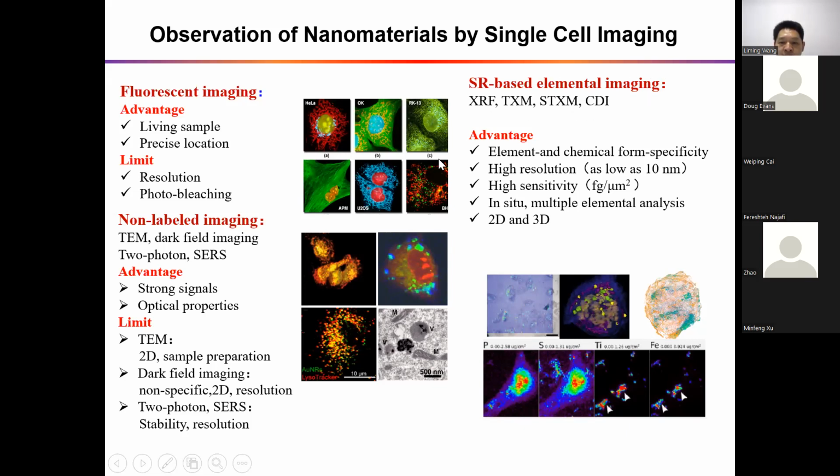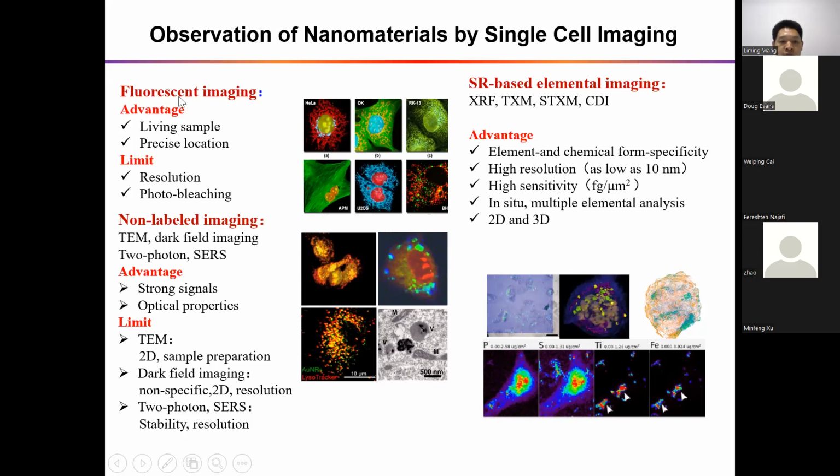These methods have more advantages than fluorescence imaging and other non-labeling imaging. For example, they are sensitive for elements. Element-specific imaging can be obtained by all of them, but they do not need labeling of the particles, and they are highly sensitive, reaching femtogram per micrometer square. So they can also study in situ chemical reactions in cells.